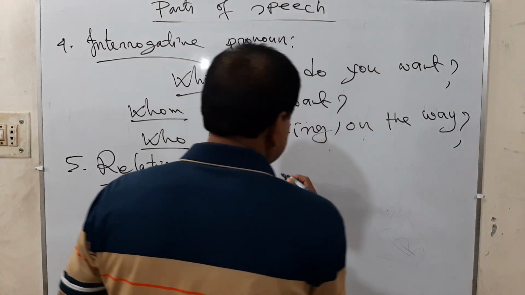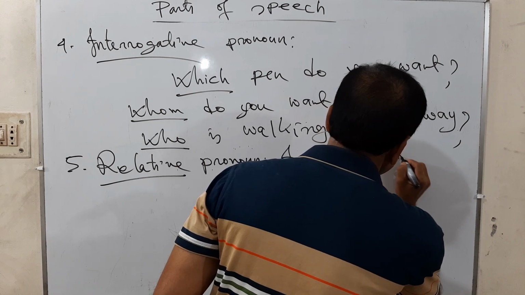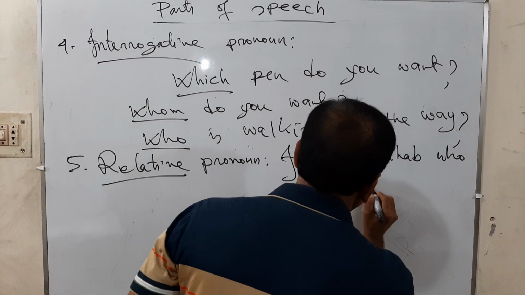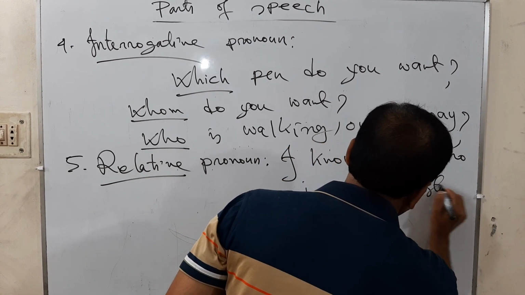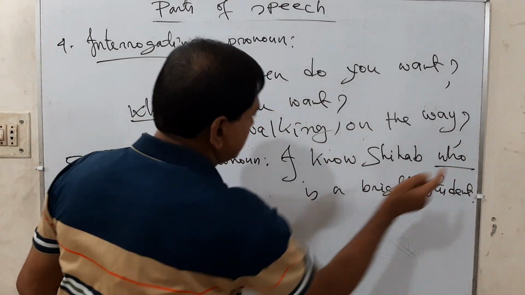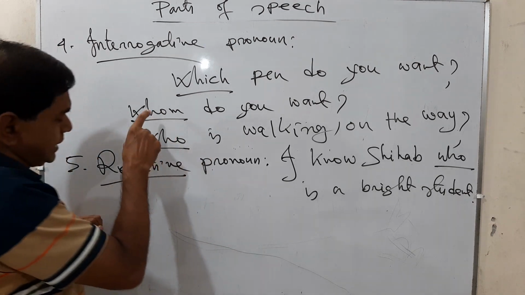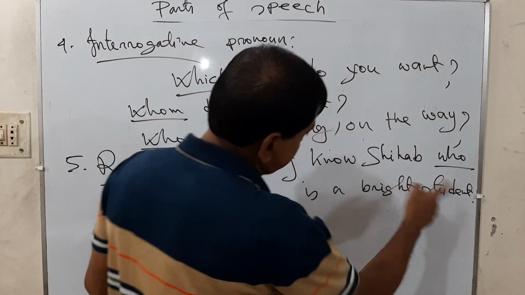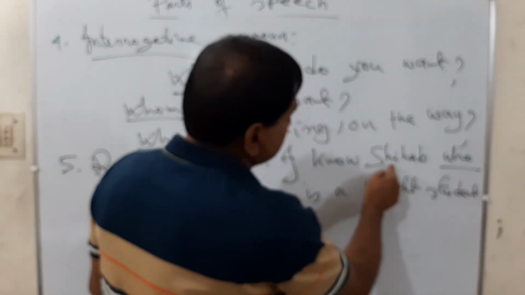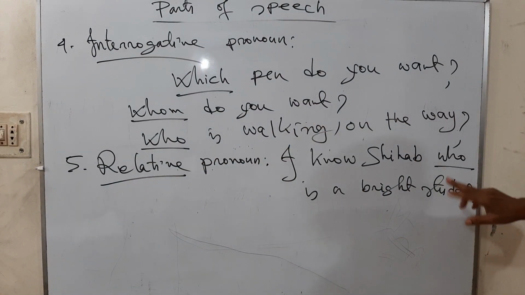Look at it please. I know she who is a bright student. Who? Look at it please. When that who is used in the beginning of a sentence and makes a WH question, then it will be interrogative pronoun. But when the same word is used in the middle of the sentence and takes place after the noun or pronoun and makes relation with the other words of that sentence, we call it relative pronoun.